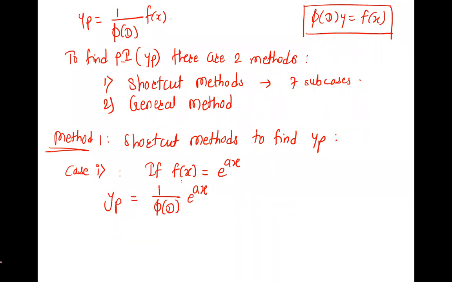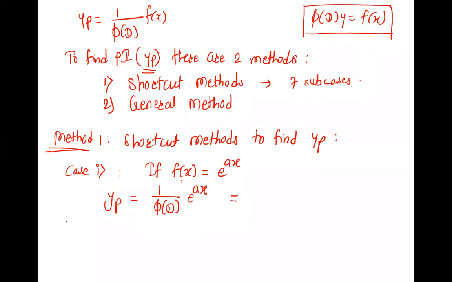Defined correctly? Have I defined it correctly? Yes. YP is 1 upon phi d into f of x. And this is only for YP. YC's job is already done. We are finding YP and there are 2 methods. In that we have started with the first, and in that case 1, function of the type e raised to ax. So once again, YP definition, where f of x is particularly e raised to ax.